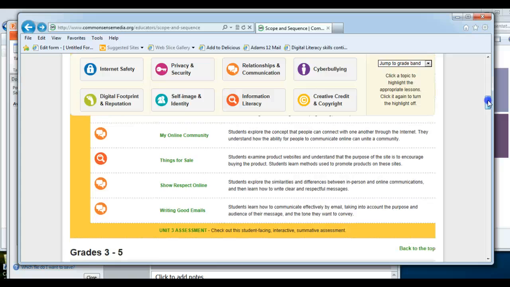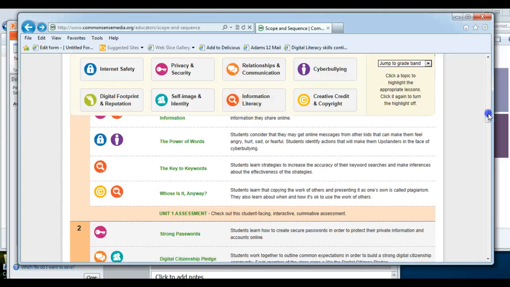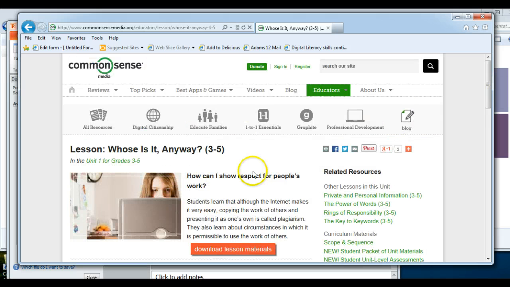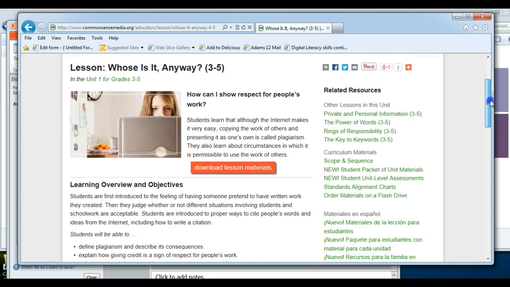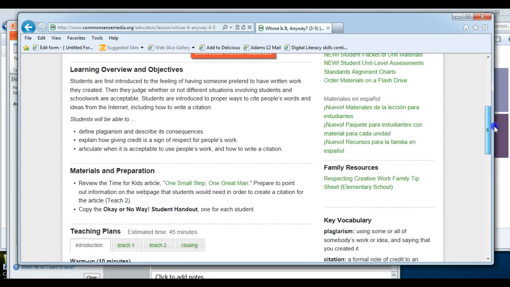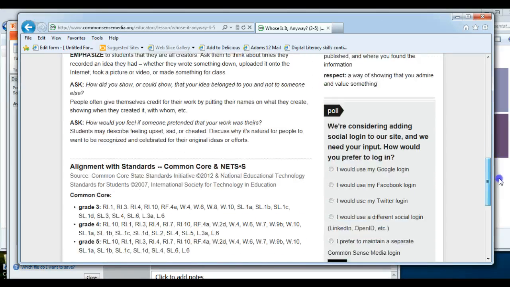Right now, when we're talking about creative credit and copyright, that's actually more relevant to this standard, but there's more than one thing. So if we go to 3 through 5, here's Creative Credit: Whose Is It Anyway? They talk about copying others' work and presenting it, called plagiarism. There's our big word, plagiarism. If you click on it, How Can I Show Respect for People's Work? And once again, learning objectives, materials and preparation, teaching plans, and there's W8. So it really, really applies.